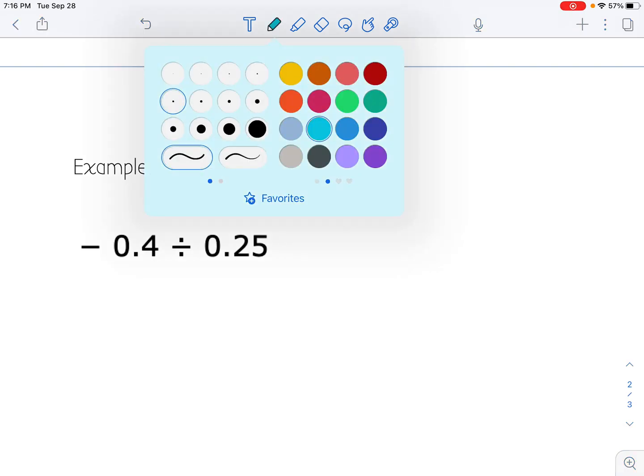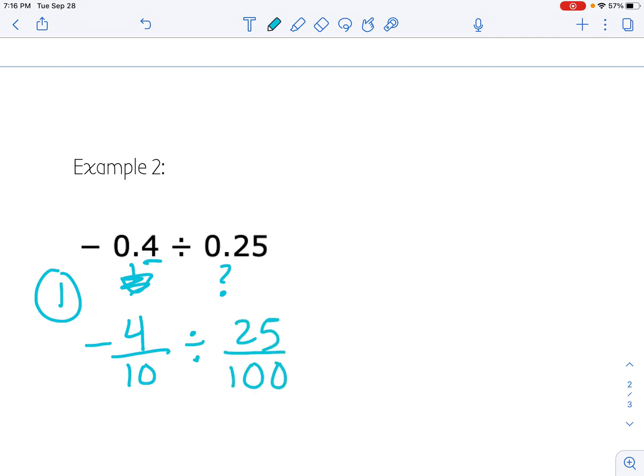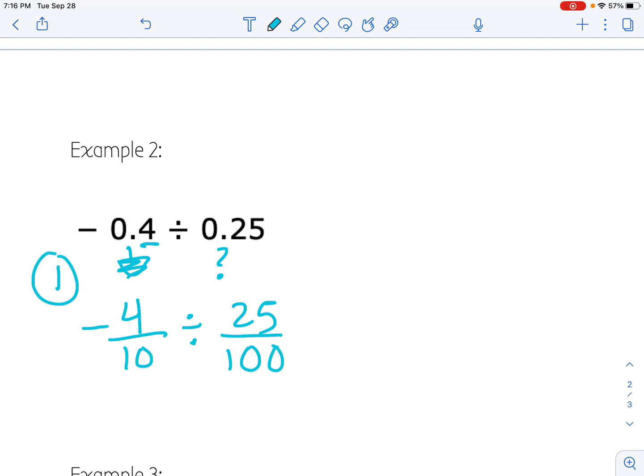So the first way you could do this is turn them into fractions. Negative 0.4 would be negative 4 over 10 because my 4 is in the tens place. Divided by what is 0.25 as a fraction? 25 over 100. Then we can just use our keep, change, flip, or inverse the second, multiply the rest to solve that out. The other way that we can do this is by moving our decimal place over.